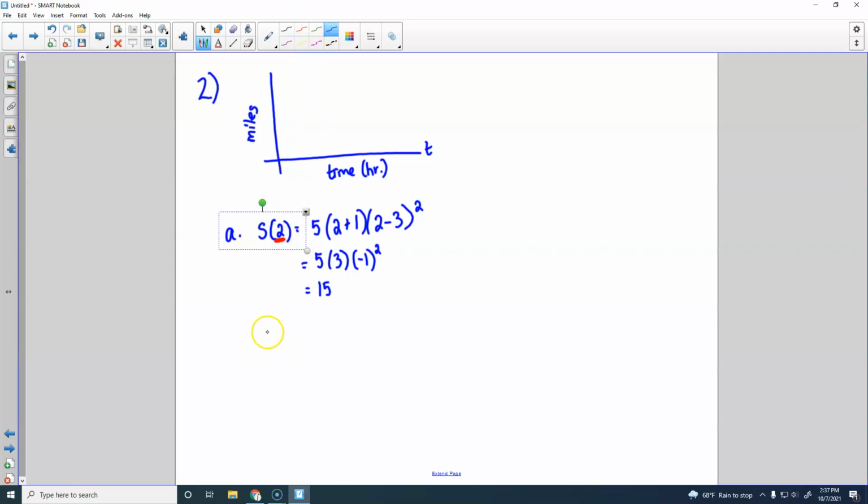So at 2 hours, we're just plugging straight into this equation. What does the equation tell us? What is the distance the car is from the given gas station? So what do we know at 2 hours? The car is 15 miles from the gas station.